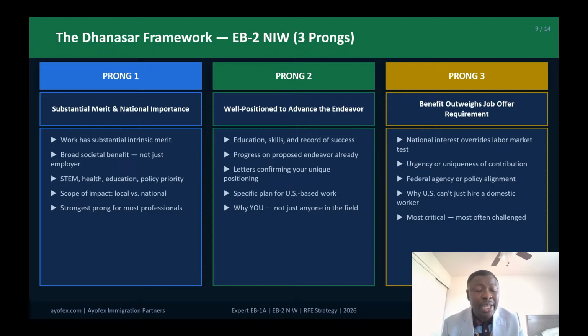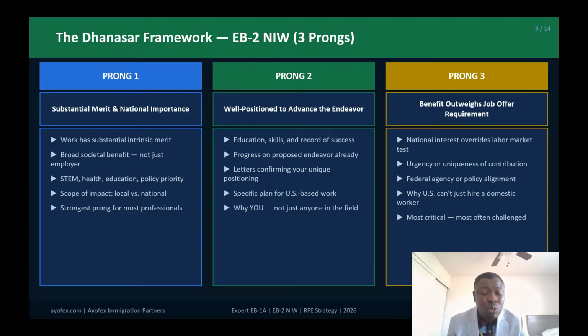to show that, okay, this is what I want to do, and this is what qualifies me. This is what positions me well to advance what I said I want to do. In doing that, USCIS looks at your education, your skills, and your record of success in similar or related endeavors. Okay, you say that you want to be an entrepreneur, you want to create a business. Have you created a business before that has succeeded? Do you have experience teaching before? Do you have experience doing this thing that you want to do in the US before? So USCIS looks at that.